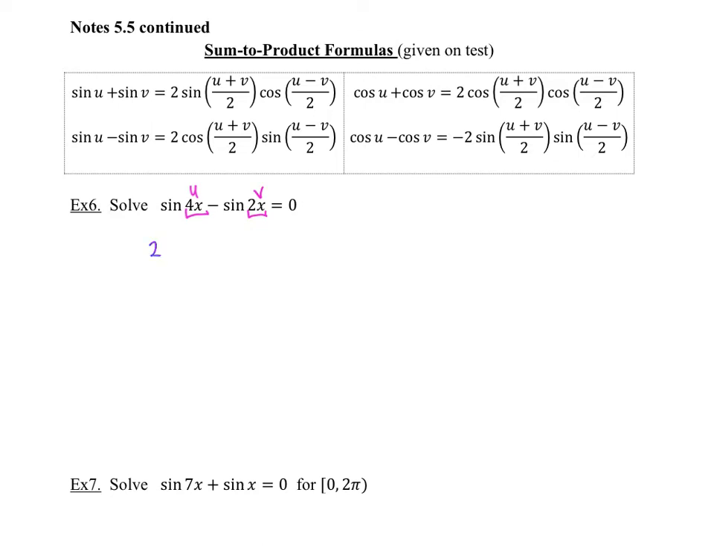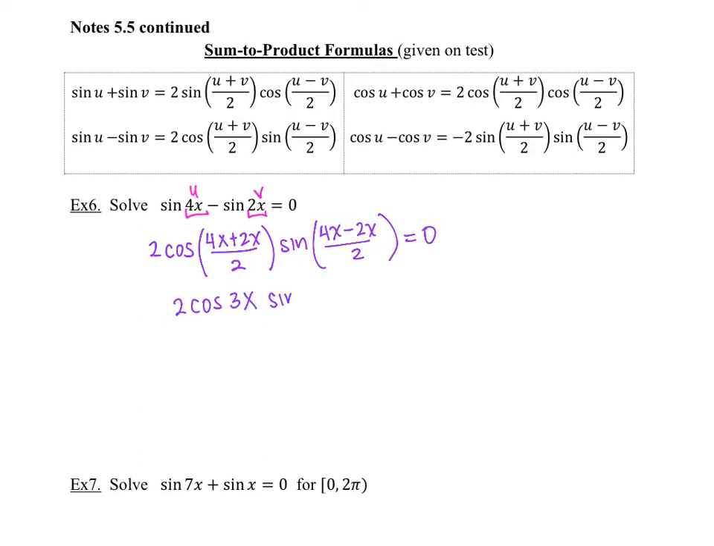So I can rewrite this as 2 times the cosine of (u plus v) over 2 times the sine of (u minus v) over 2, and this whole thing is equal to 0. Let me simplify it, and then we will look at it. So 2 times the cosine of 4x plus 2x is 6x, 6x divided by 2 is 3x, times the sine of 4x minus 2x is 2x, 2x divided by 2 is just x, equals 0.